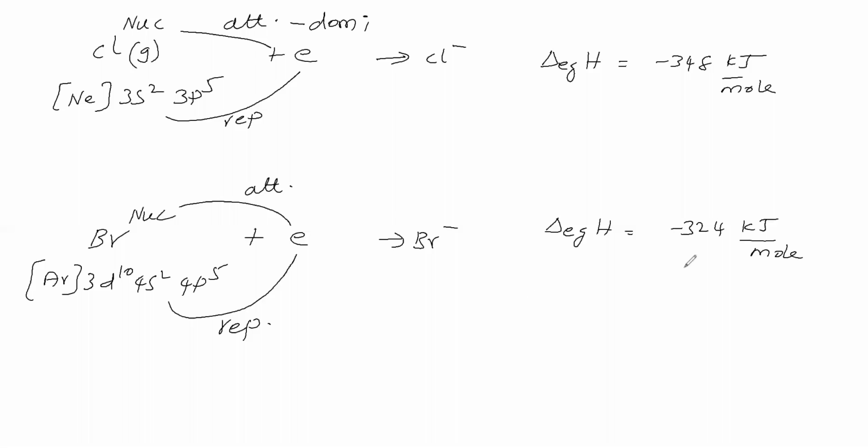So for bromine, the electron gain enthalpy is minus 324. Minus means exothermic reaction, that means the net energy change is energy liberated, which means attraction is the dominant factor. In both cases, attraction is the dominant factor.